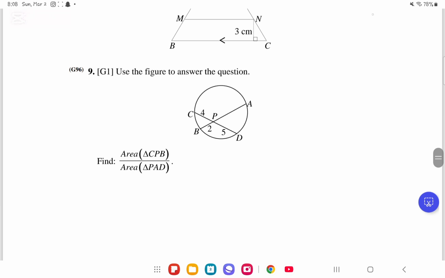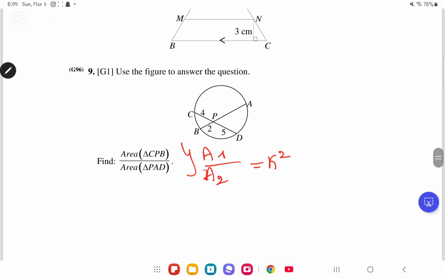They tell us in this question, use the figure to answer the question. They need us to find the area of triangle CPB over the area of triangle PAD. We need to know that this ratio, or this fraction, area 1 over area 2, is equal to the constant squared.